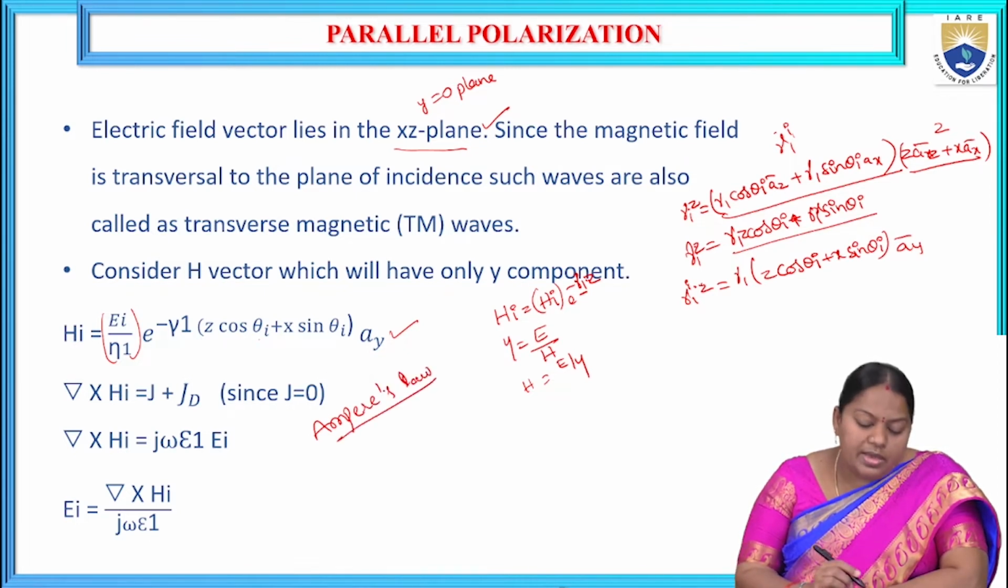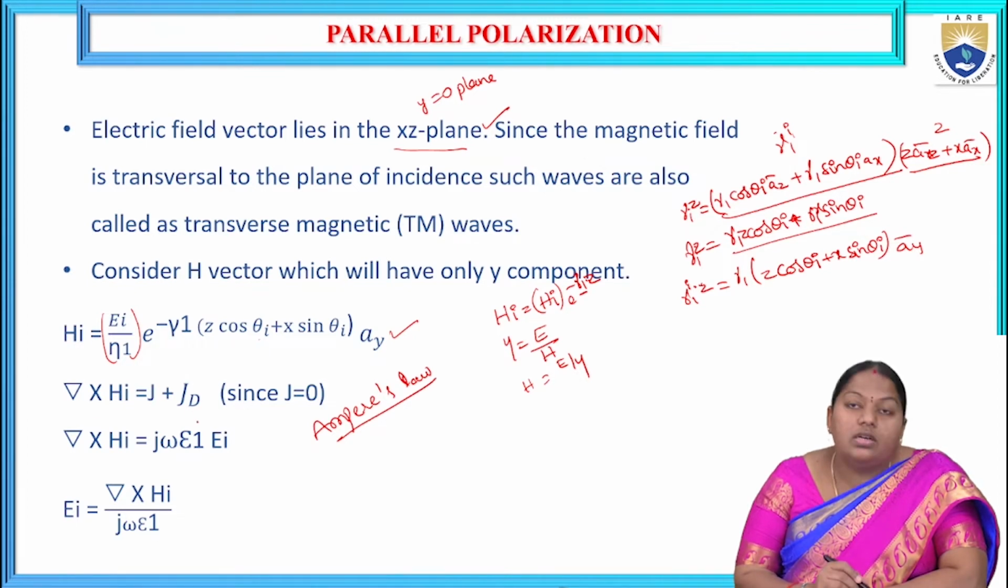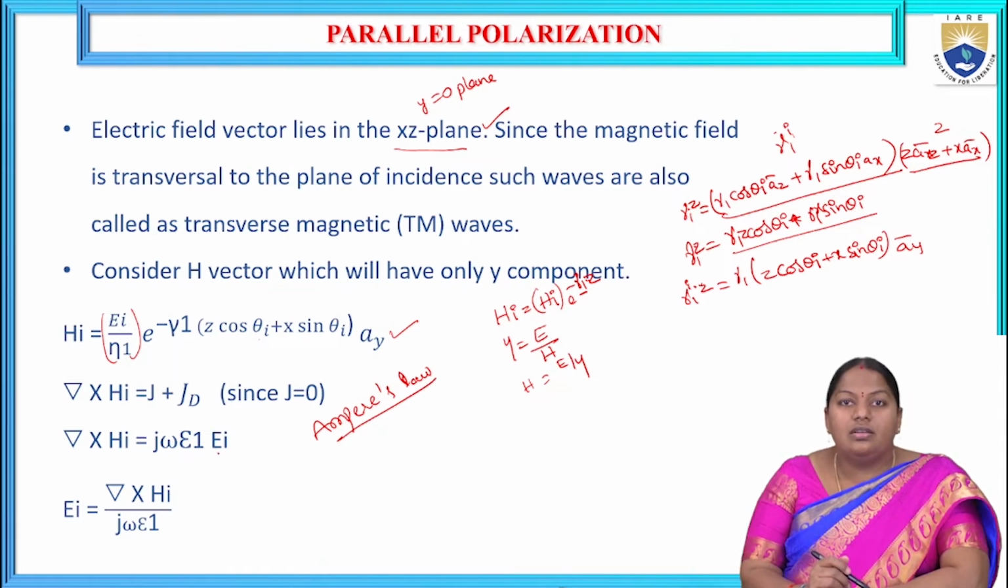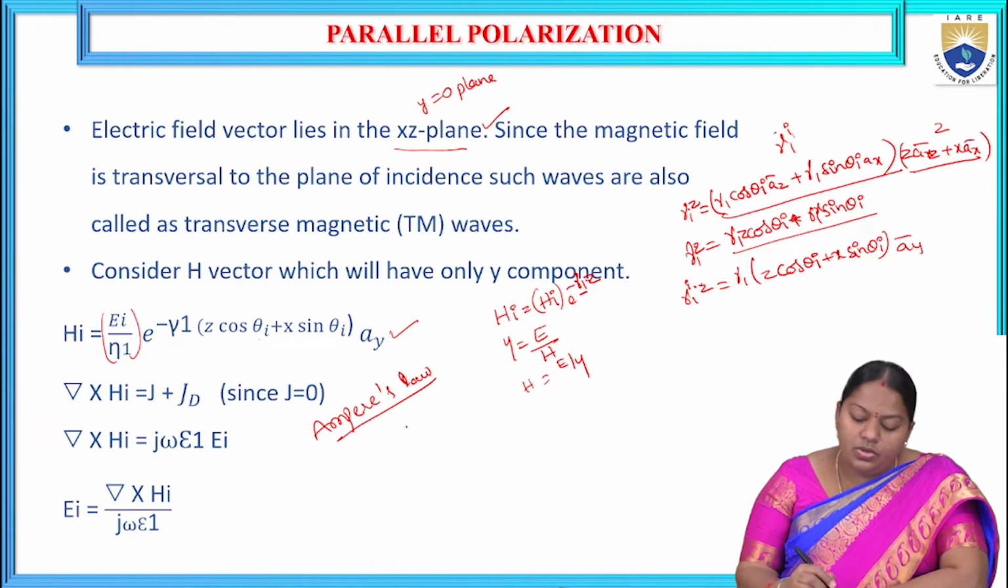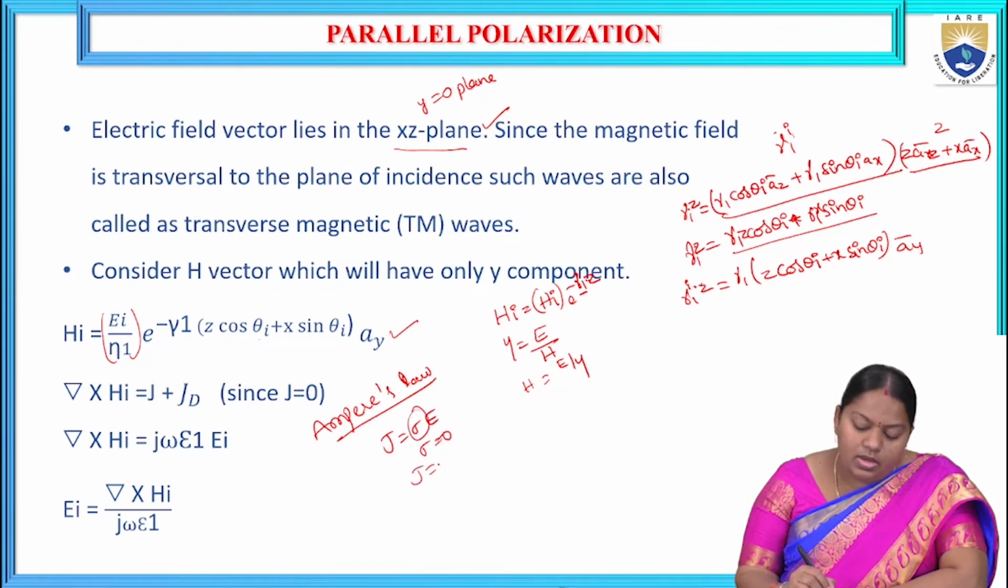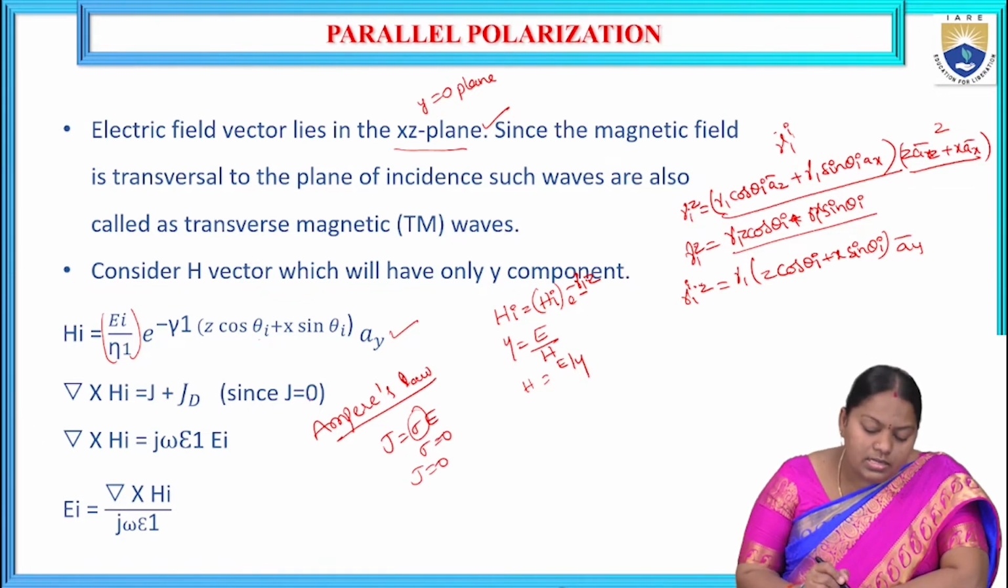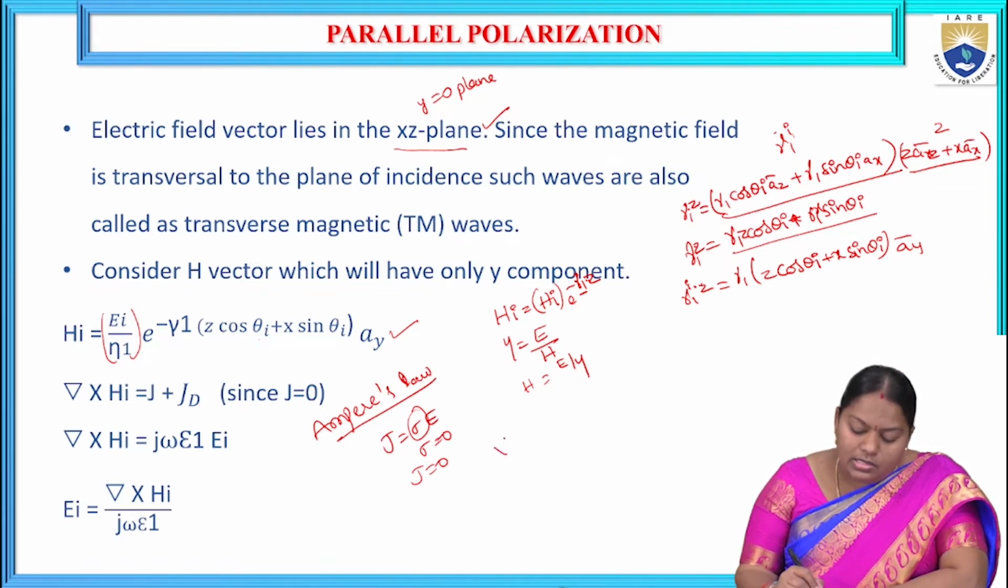So this Ampere's law gives us, including the displacement current density, del cross Hi equal to J plus Jd, where J is the conduction current density and Jd is the displacement current density. Since J is equal to 0, why J is 0? As we know, for a dielectric medium J equals sigma into E, and if you substitute sigma equal to 0 for a dielectric medium, then J becomes 0. So since J is equal to 0, this becomes del cross Hi equal to Jd only.